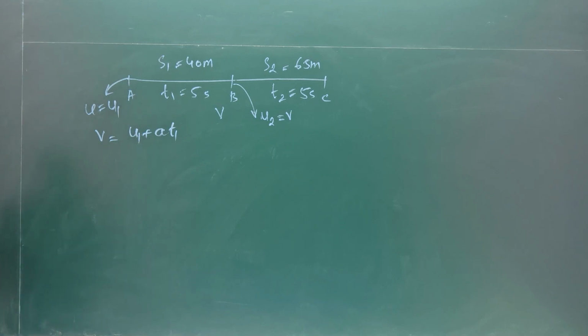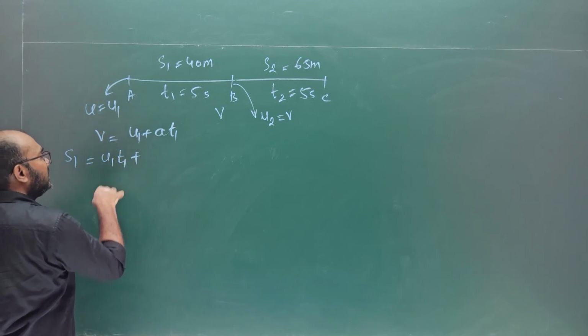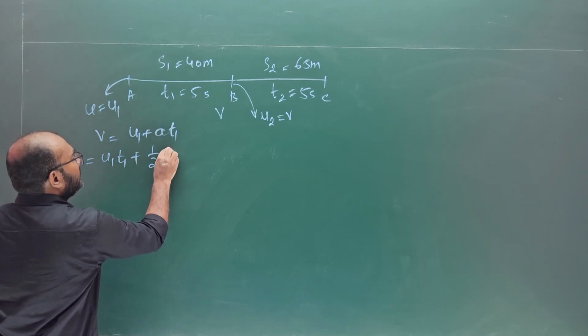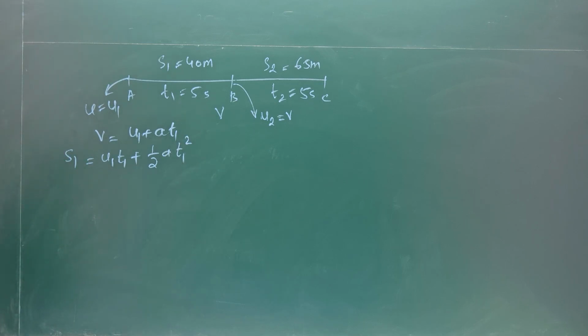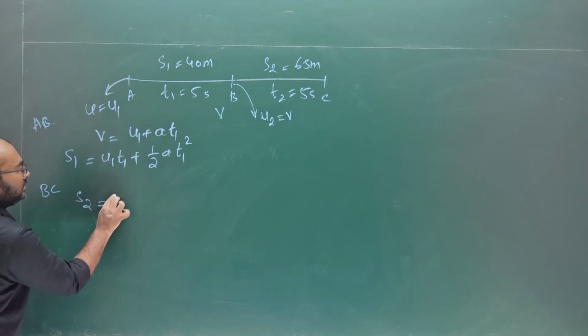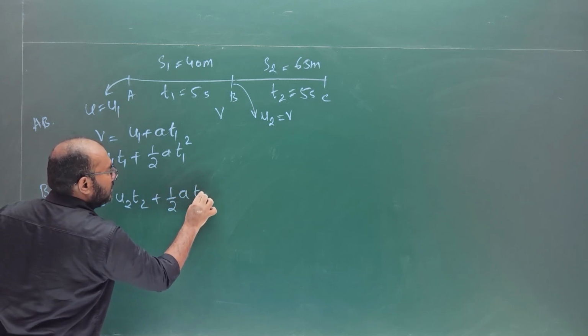Initial velocity U1. So what is the displacement here? S1 is equal to U1 T1 plus half of A T1 square. Similarly, this data is for AB. Similarly for BC, S2 is nothing but U2 T2 plus half of A T2 square.